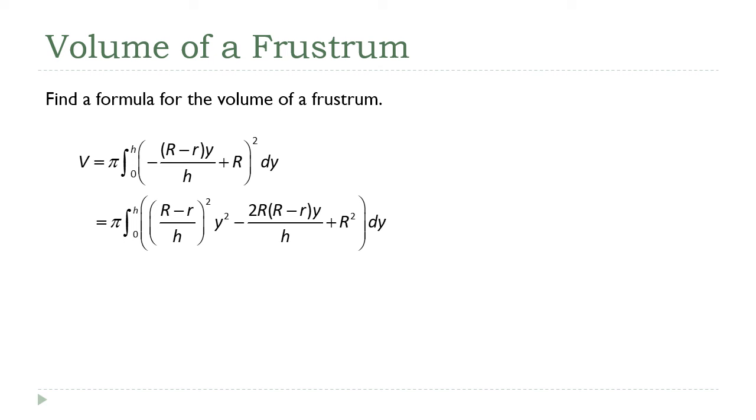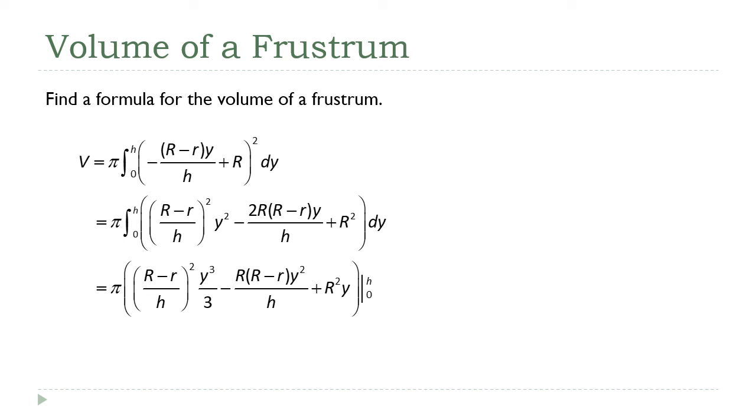Now remember, we're integrating this with respect to y. That means everything else, all those r's and h's, those are just constants, right? So I'm going to apply my power rule to the y squared, the y, and the constant term. And if I do that, the y squared becomes y cubed over 3. The y becomes y squared over 2, but I canceled that 2 with a 2 that was already up there in the numerator. And the r squared term becomes r squared y. Of course, we still got that pi floating around out in front. Don't lose track of that.